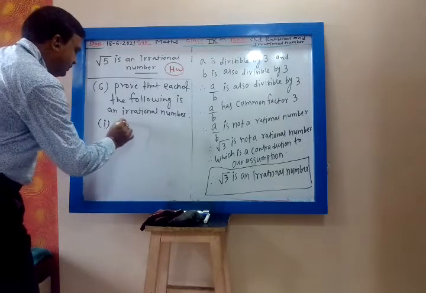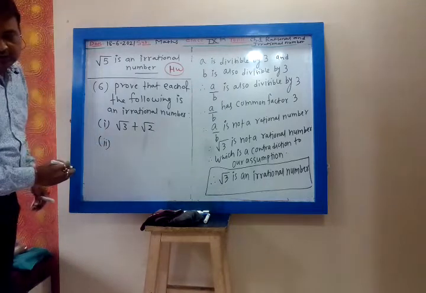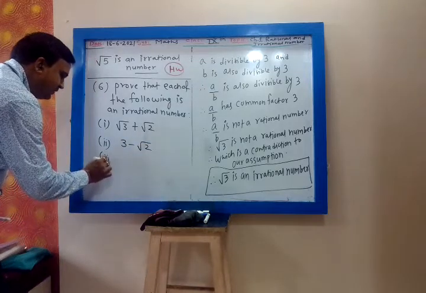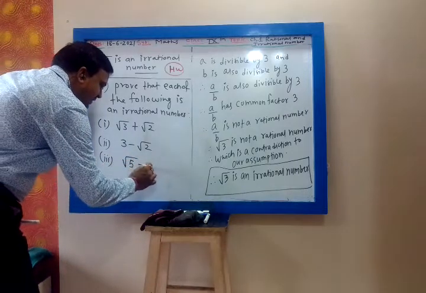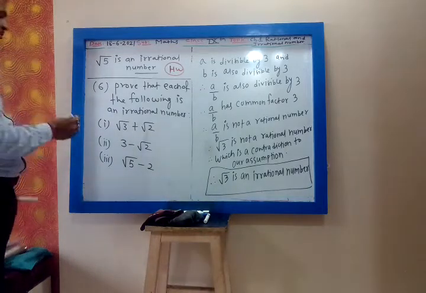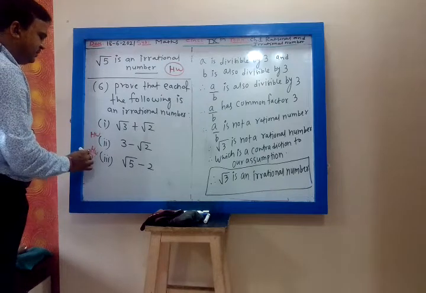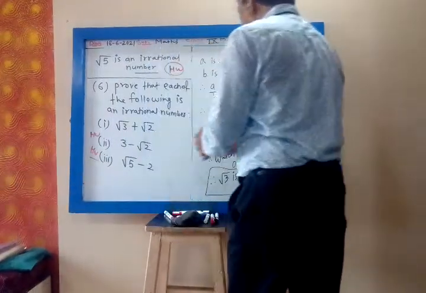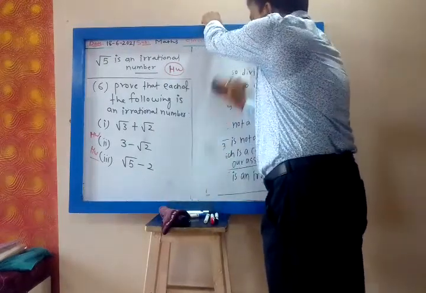Root 3 plus root 2. Second, 3 minus root 2. Then third, root 5 minus 2. Prove that these are irrational numbers. So I will do one, remaining are homework, same way you will do. Same technique is involved. This problem also we solve using method of contradiction only.